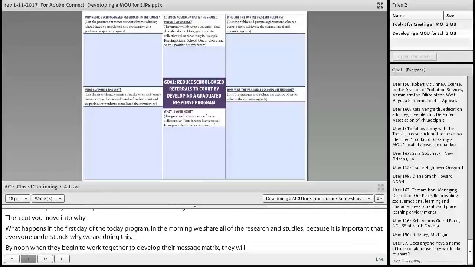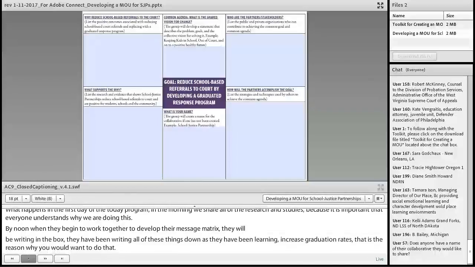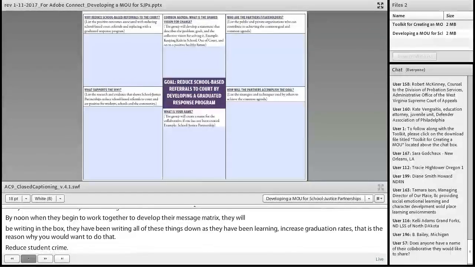I mean, who would ever think that keeping kids in school would increase graduation rates? You reduce juvenile crime. As goes graduation, so goes crime. Improve school climate. Reduce racial disparity. Avoid harm to students with disabilities. These are just some examples.